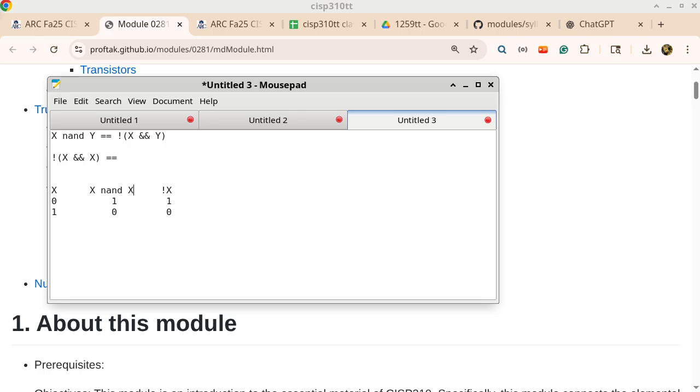Is that okay? Yes. Yes, there are simpler circuits to do it.